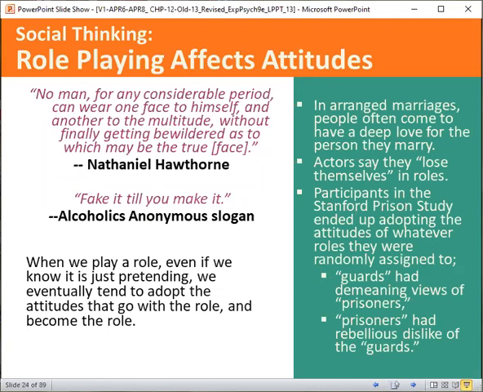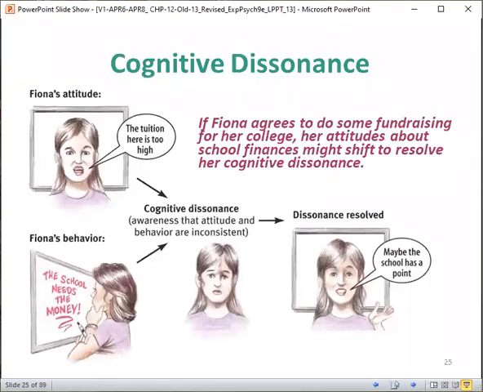Okay. And so some of these actors really do harm themselves because of this method style of acting that they do. So the role is a very powerful thing. Playing a role can literally influence your attitudes to actually change. Now, the other idea is cognitive dissonance. So let's give you this example first, and we'll talk more about it after this.